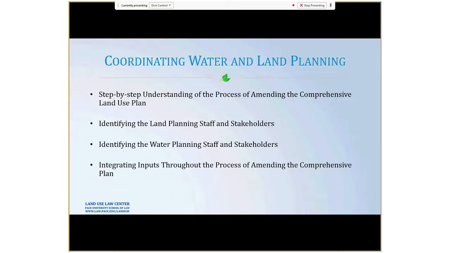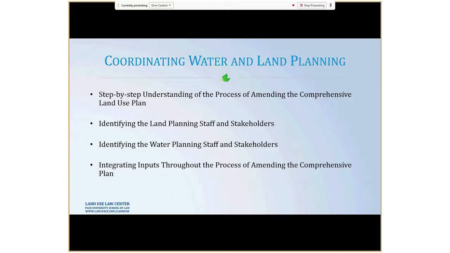In order to coordinate water and land use planning, we need a step-by-step understanding of the amendment of the comprehensive plan, of how to identify the planning staff and stakeholders needed to collaborate and converse with water staff and stakeholders who need to be identified and involved, and of integrating inputs throughout the process of amending the comprehensive plan so that these two critical areas of concern are reflected. There are very, very few limitations on what the process of amending a comprehensive plan must be, so there is no difficulty setting up a strategic process that ensures that water planners and stakeholders are involved throughout the process.